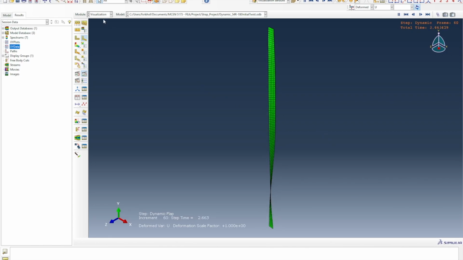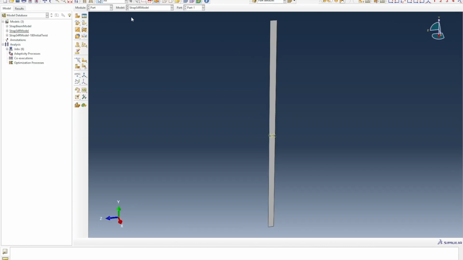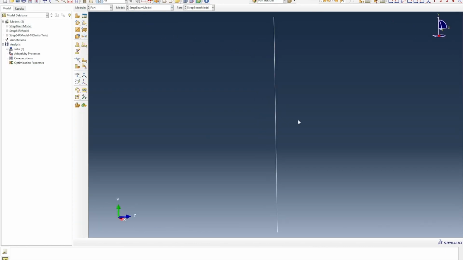So to get started here, I did actually three models for this project. The first one here was just a beam. I wanted to analyze the strap using beam elements. Started off here with just a wire.